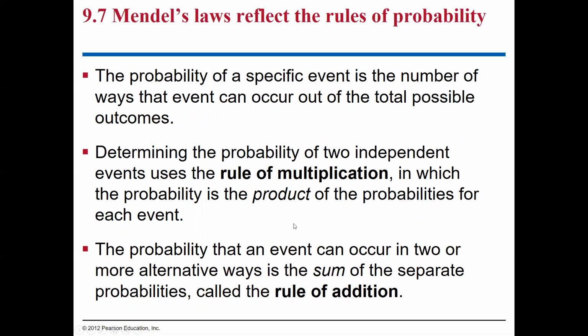The probability of a specific event is the number of ways that event can occur out of the total possible outcomes. Determining the probability of 2 independent events uses the rule of multiplication, in which the probability is the product of the probabilities for each event. The probability that an event can occur in 2 or more alternative ways is the sum of the separate probabilities, called the rule of addition.